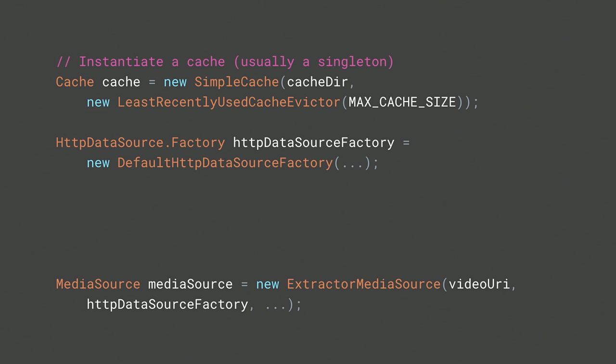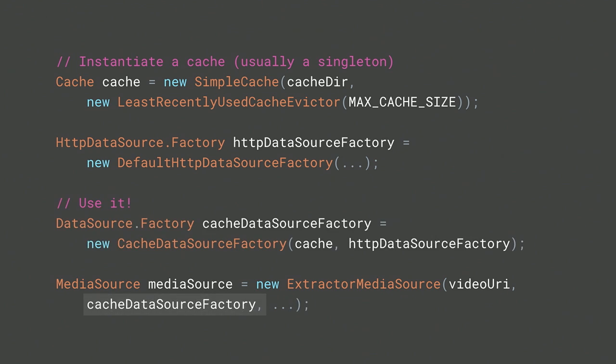OK, so this cache gets passed into a cache data source factory. And it also needs to take a normal data source, which is used if there's a cache miss, and also to populate the cache. And then you pass the cache data source factory to the extractor media source.